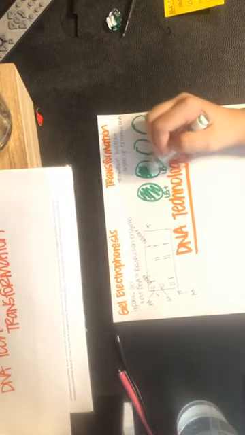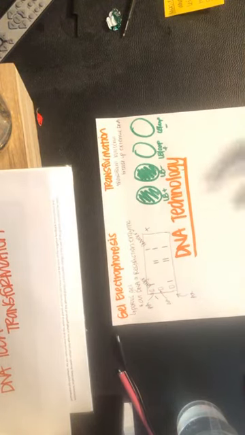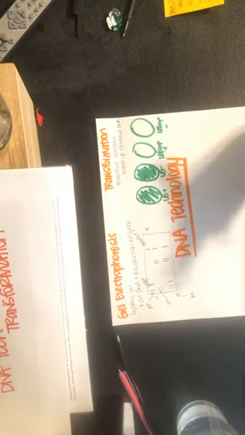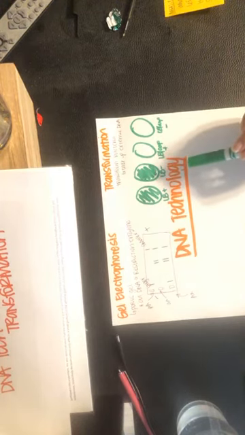And so you would expect a full lawn on the LB plus and LB minus. The reason why you would expect a full lawn is that there's nothing to restrict their growth. There's no ampicillin to cause them to die. So you would expect full growth. If there's not full growth in these two, that's going to mean that you made an error in the experiment.